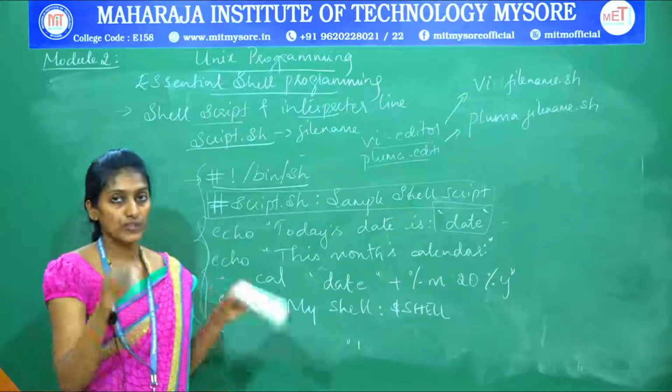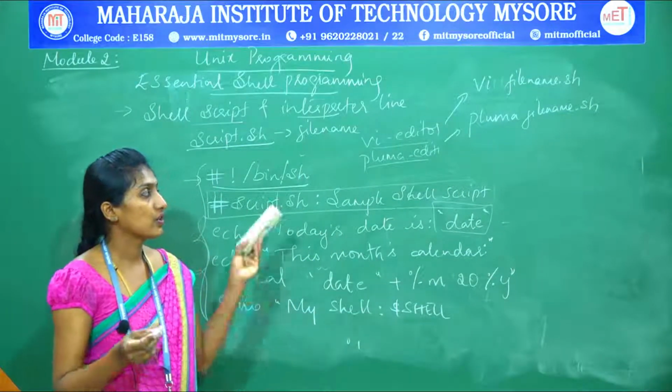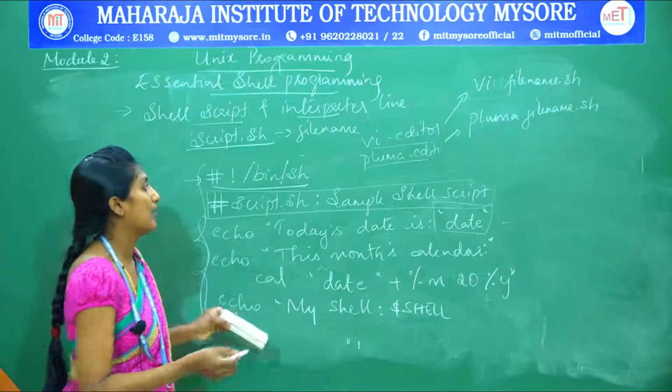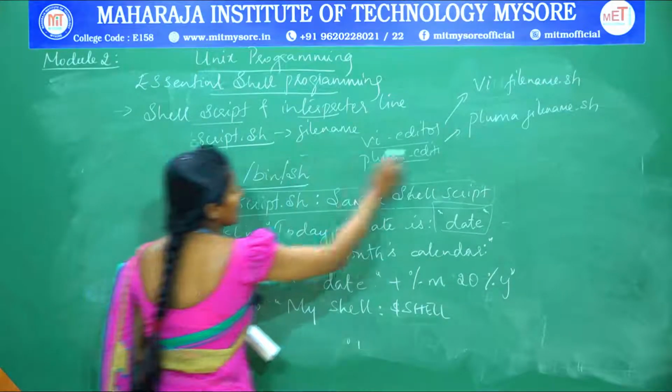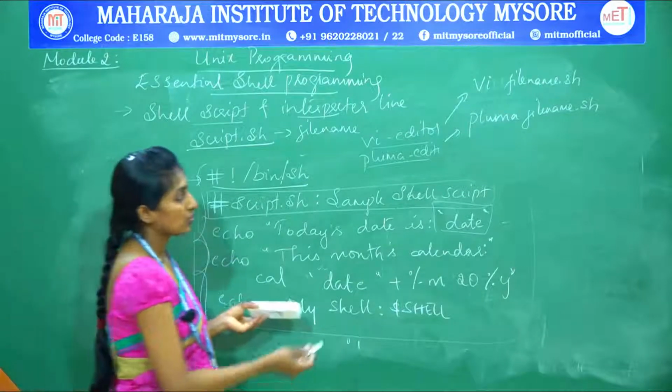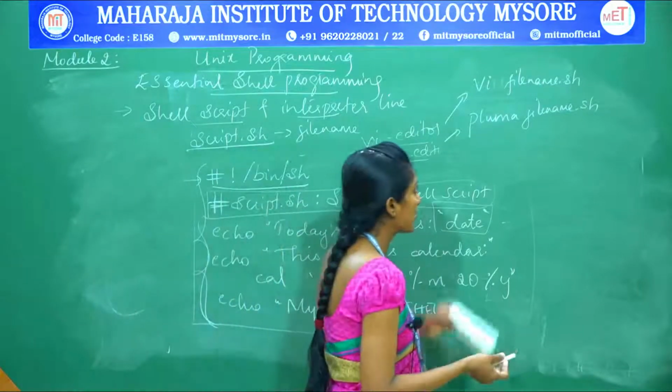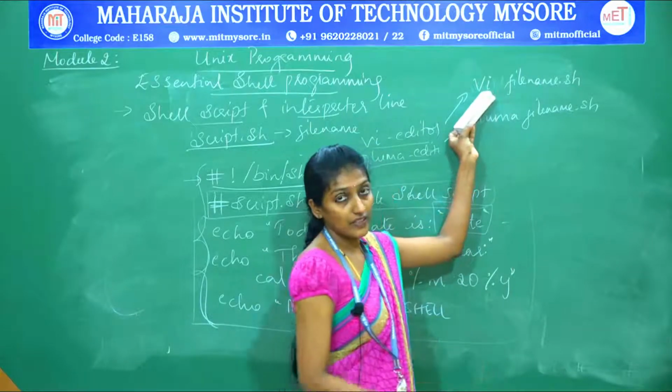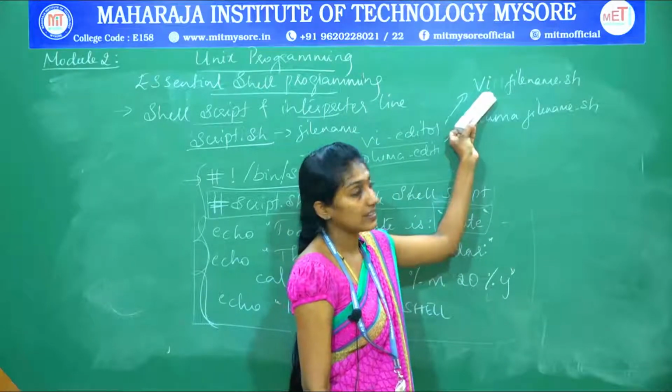So this is going to open with a window screen. Within that you are going to edit all these lines. So this entire program will be edited under that editor. After editing, you can just close that window screen in the Pluma editor, whereas in the vi editor you can't just close that editor.